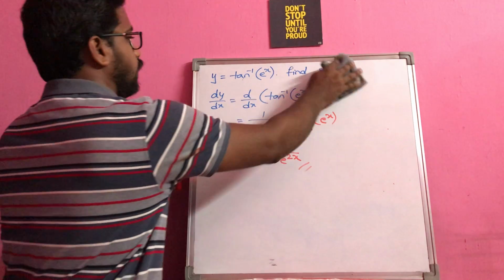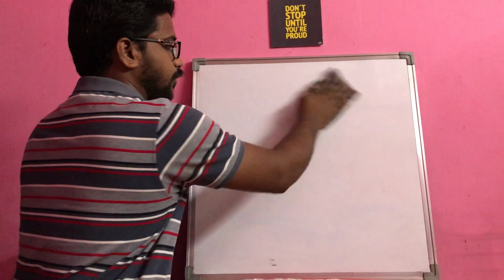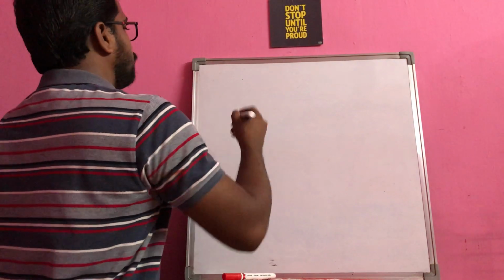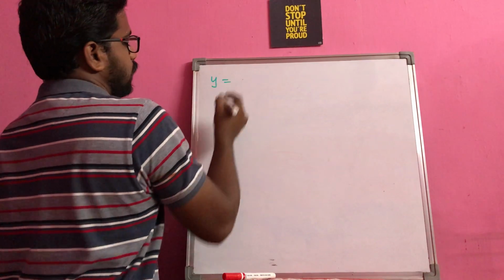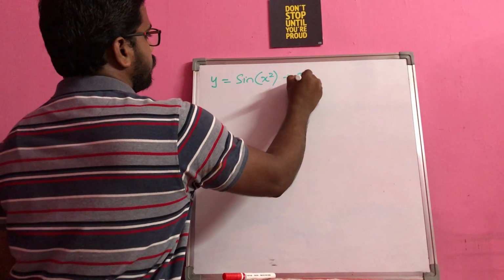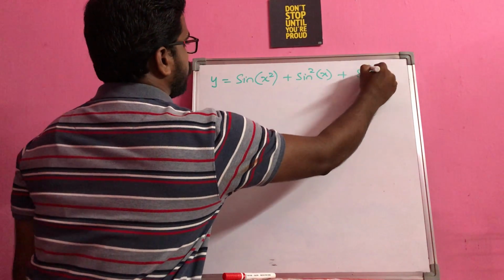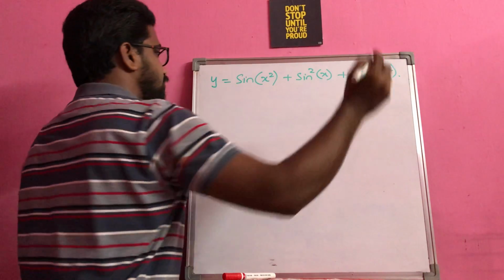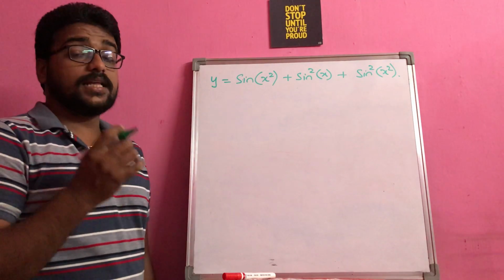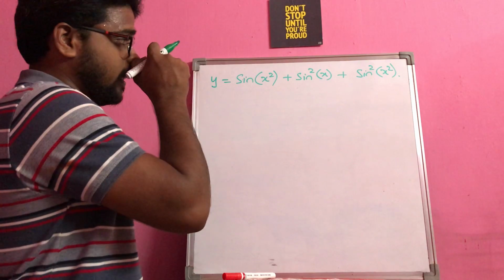Now I will give you one simple question. Mostly with this question you will get a clarity how to use the chain rule. See this question now. If I give you something like this, y is equal to sine of x square plus sine square of x plus sine square of x square, right? Usually these type of questions, there are high chances for students to get confused. So let us do it in a simple way.